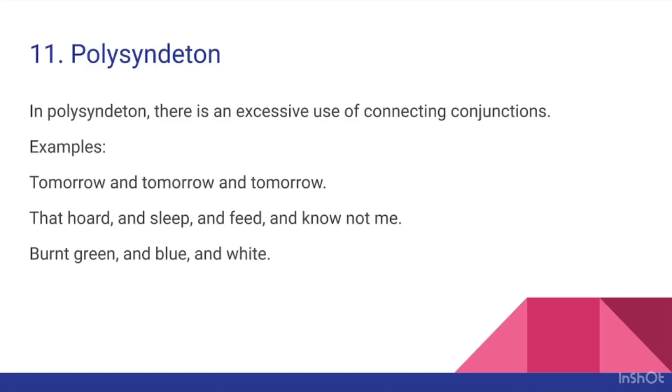In polysyndeton, there is an excessive use of connecting conjunctions. For example, tomorrow and tomorrow and tomorrow. Generally, we use the and just before the last noun or last word, right? But here it has been used twice. So excessive use of connecting conjunctions is called polysyndeton. Next example, that hoard and sleep and feed and know not me. So many times and has been used. Burnt green and blue and white. Twice and has been used.